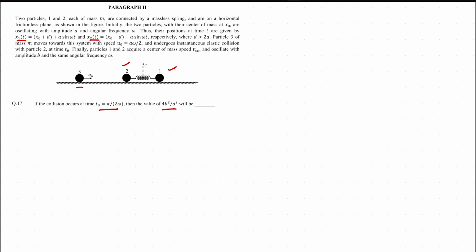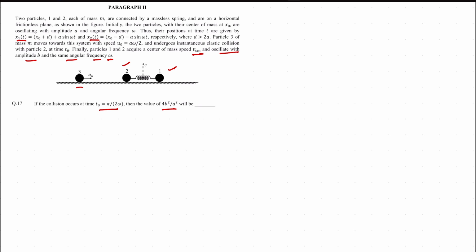All right. So now what we will do is find out the velocities just after the collision. We will find out the condition just before collision and just after the collision, and if we can apply the maximum compression condition, then we can find out the amplitude from there, and then we can find out 4b square divided by a square. Because finally what they are asking is, if 1 and 2 acquire a center of mass speed VCM and oscillate with amplitude b and the same angular frequency omega, we need to find out 4b square divided by a square, where b is the final amplitude and a is the initial amplitude.